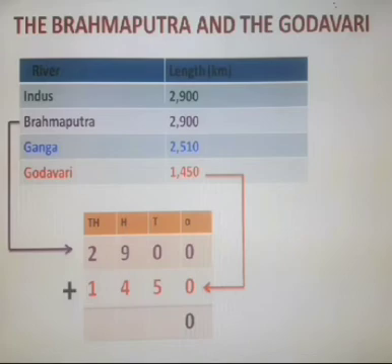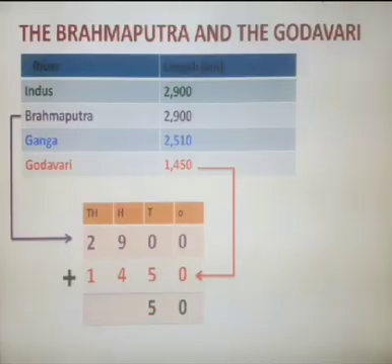Children, we will start from the ones column. In ones column, we have 0 and 0. As we know, in addition, 0 means nothing. So, 0 plus 0 will be 0 only. So, we will write 0 in the ones column. Now, let us add numbers given in the tens column. Here, we have 0 and 5. So, on adding 0 with 5, we get 5 only, using the 0 property of addition.